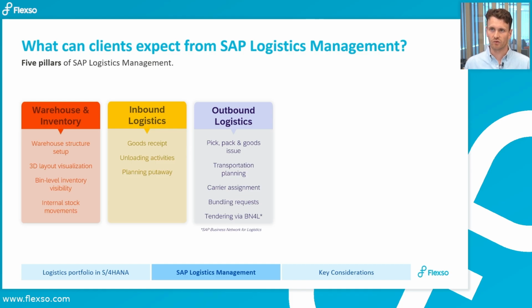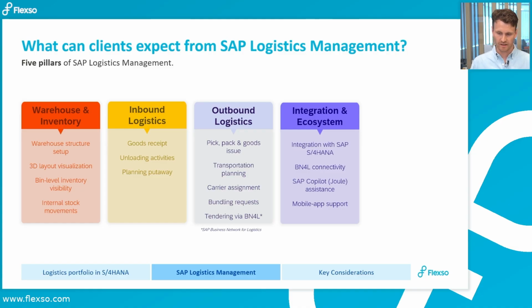via BN4L. So I already mentioned BN4L several times. It's SAP Business Network for Logistics, which is a cloud-based collaborative platform connecting shippers, carriers, freight forwarders to streamline logistics execution and to really have that real-time supply chain visibility.